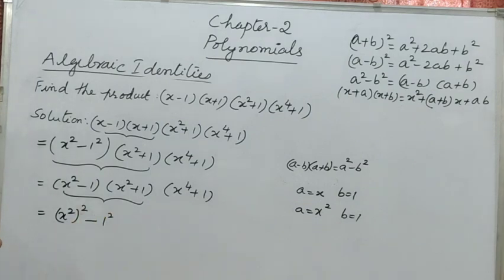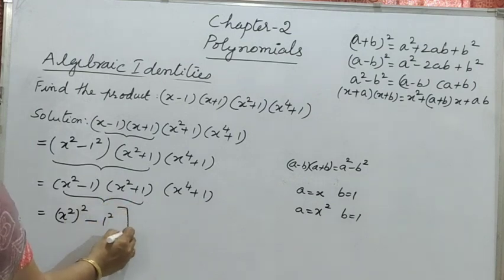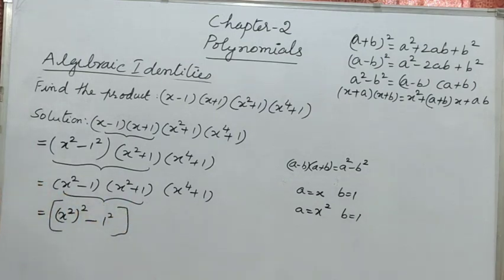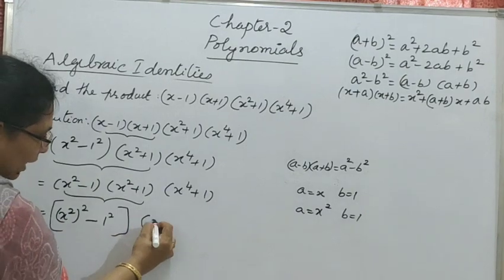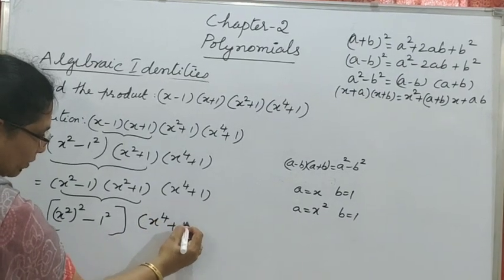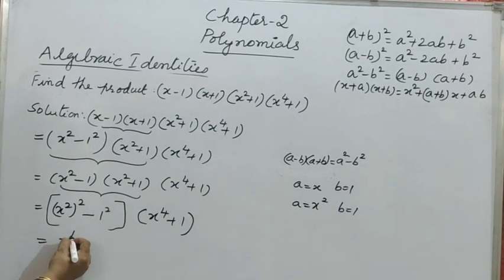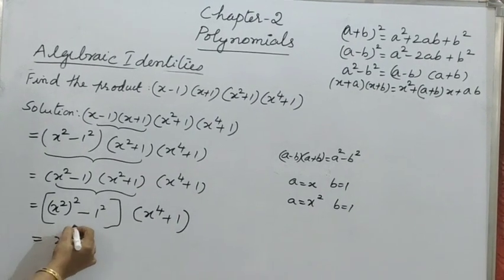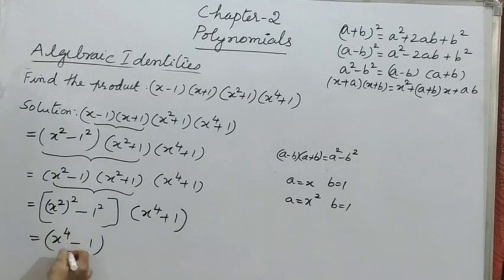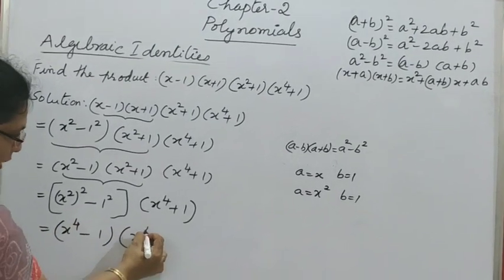1 square, there is no problem, so 1 square only we can write. So here this is the next bracket. Now what are the remaining terms? x raised to 4 plus 1. So what is x square whole square? It is x raised to 4. Then the second term is 1, so x raised to 4 minus 1 into x raised to 4 plus 1.